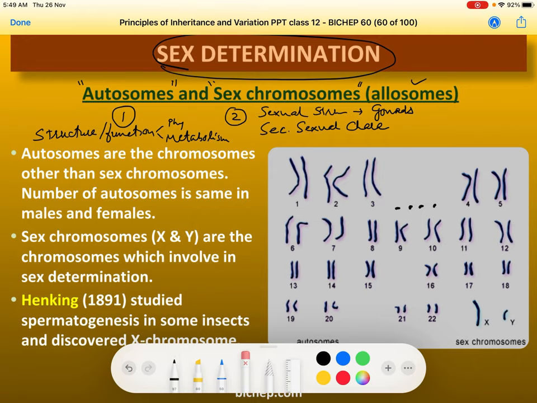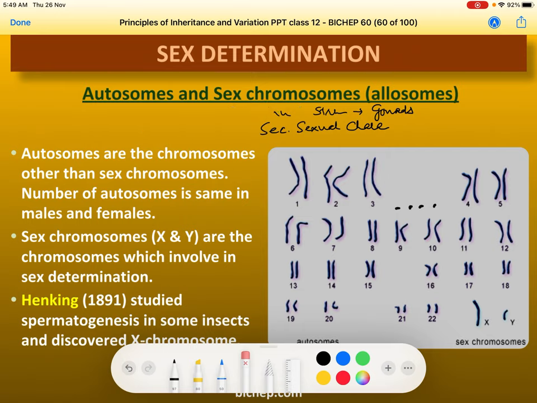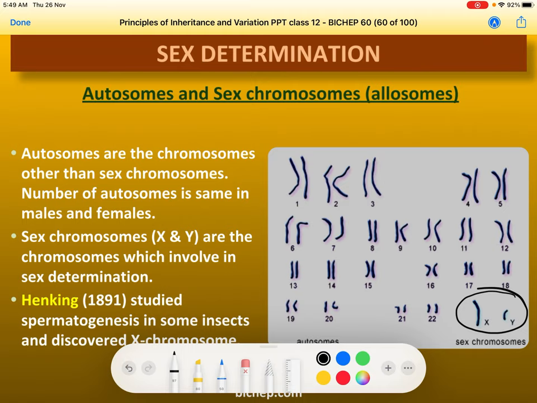So autosomes and allosomes are the two terms we will generally use while discussing all those characters. What we know till now is that humans have 23 pairs of chromosomes. Chromosomes number 1 to 22 are considered autosomes, and the last pair, the X and Y chromosomes, is termed the allosome, right?